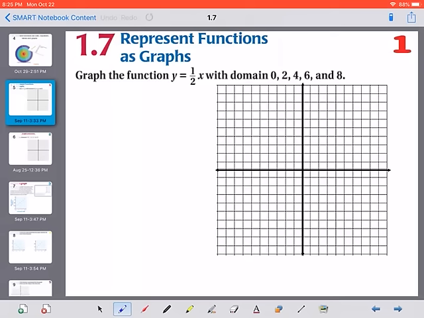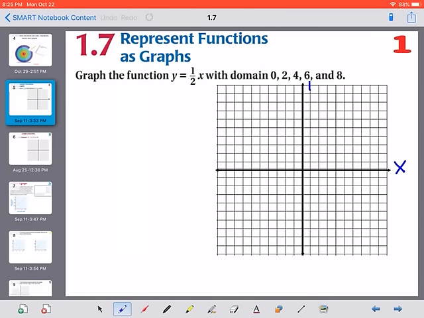Hello, today we are doing lesson 1.7, which is representing functions as graphs. It says graph the function y equals 1/2 x with the domain 0, 2, 4, 6, and 8. So next on chapter 4, we're going to get more into using our coordinate plane.